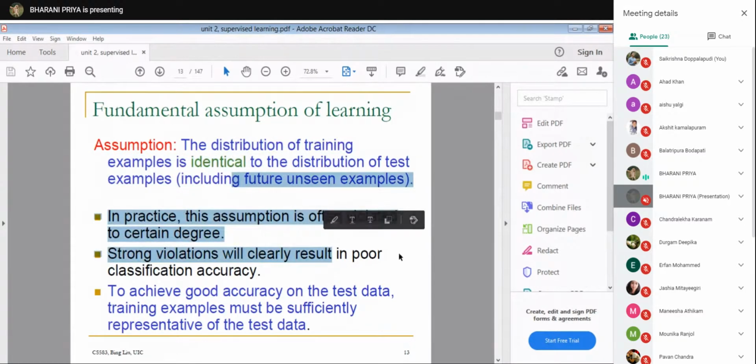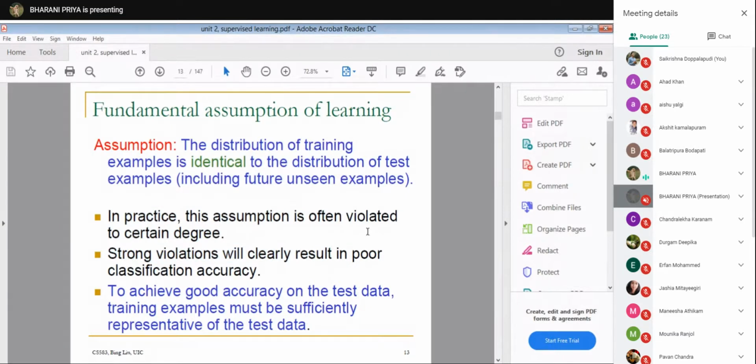But sometimes this may get violated because you are randomly picking. If the violation is strong, you will get poor classification accuracy. So to achieve good accuracy on test data, the training examples must be sufficiently representative of the test data. That means the training set and the testing data should be identical, and the class labels inside the training data and the test data should be equally distributed.